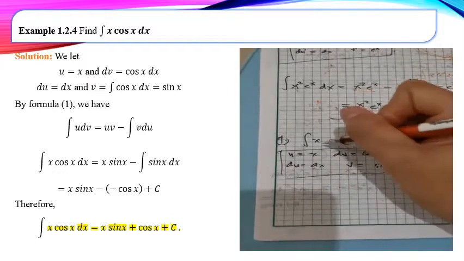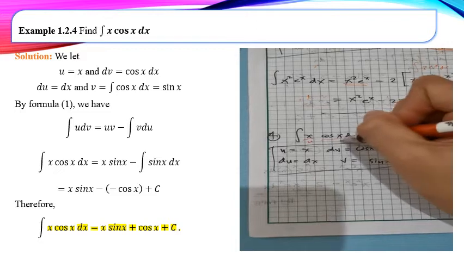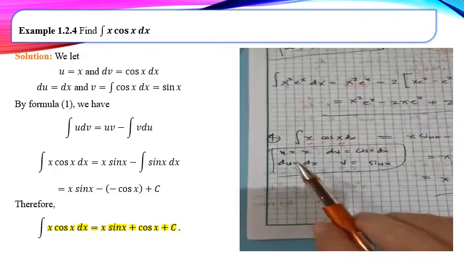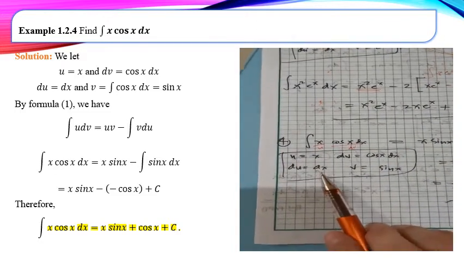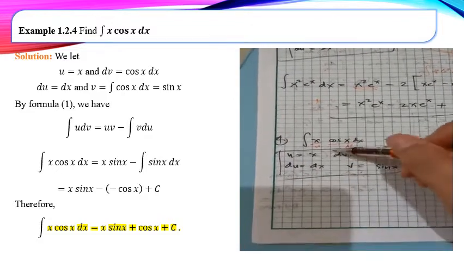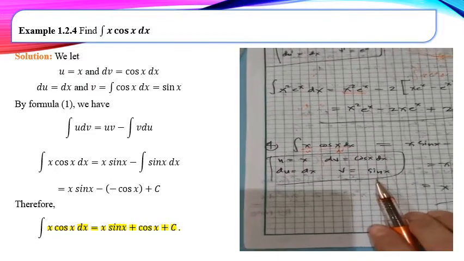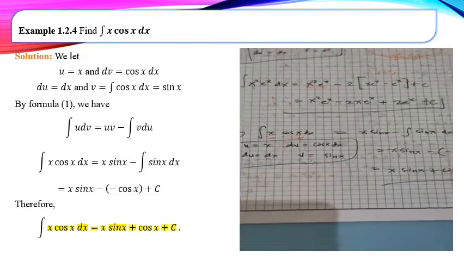Dito, ang nilet natin na u is si x. So, this one is our u. And then, cosine x dx is our dv. So, derivative of x is dx. Derivative of u is du. Integral of dv is v. Integral of cosine x dx is the positive sine x. Okay? So, follow natin yung pattern.